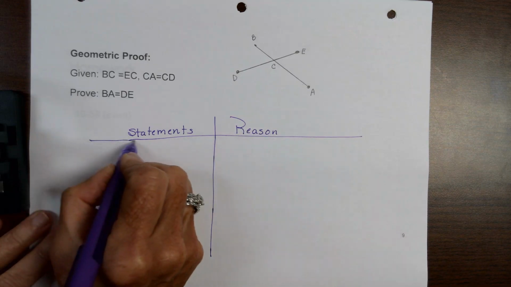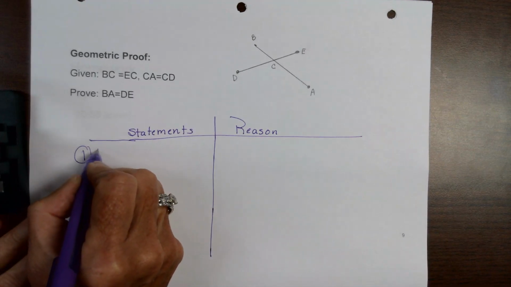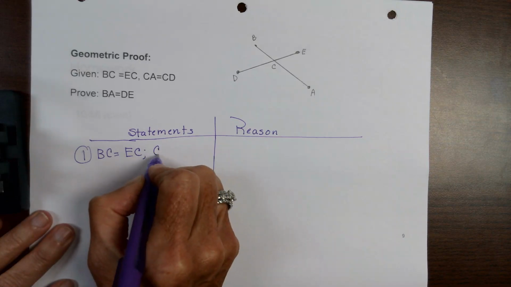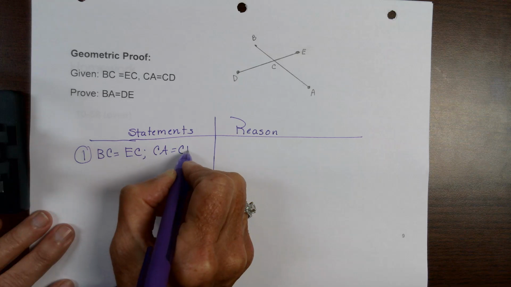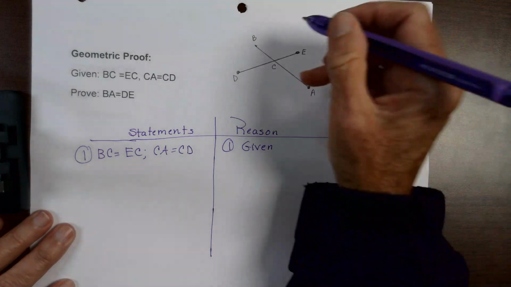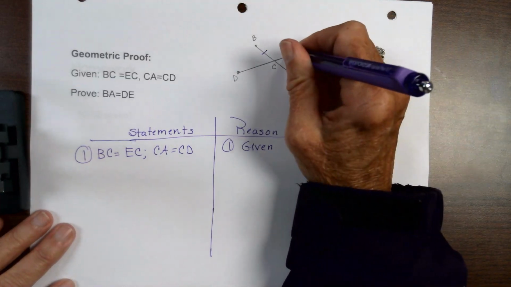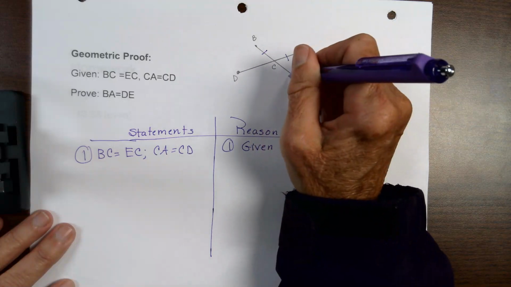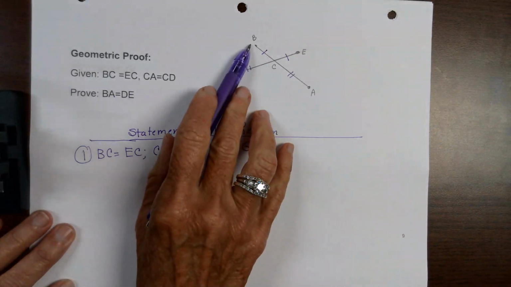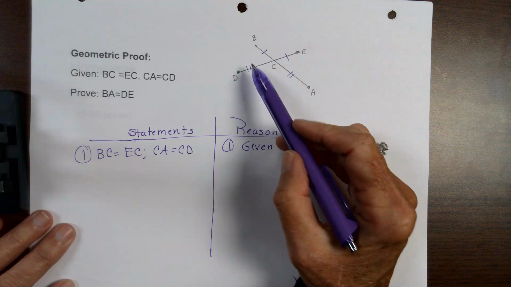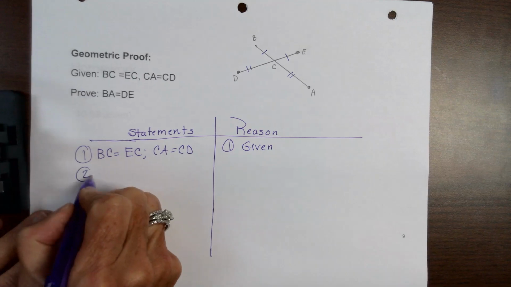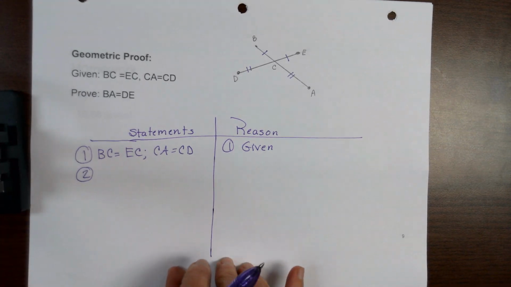So the first thing I want to do is write my given down. The reason is given. Now at this point I would probably go up and mark this. BC is congruent to EC and CA is congruent to CD. What I'm trying to prove is that whole line segment is congruent to that whole line segment. So you can bet you're going to go in the direction of segment addition.